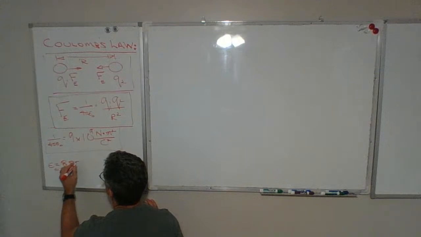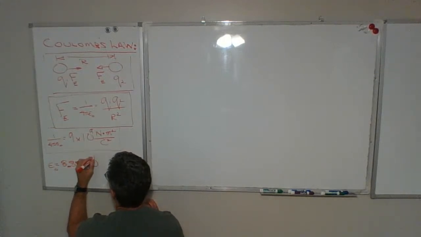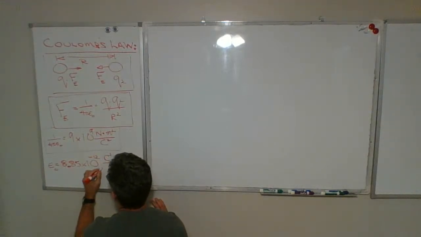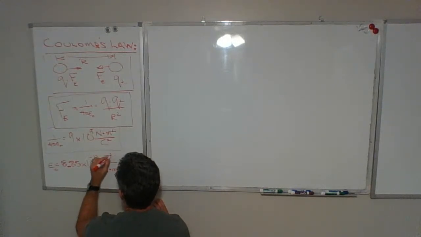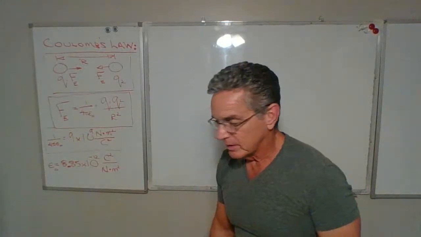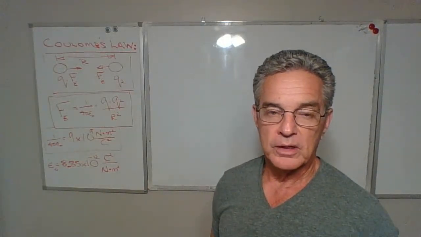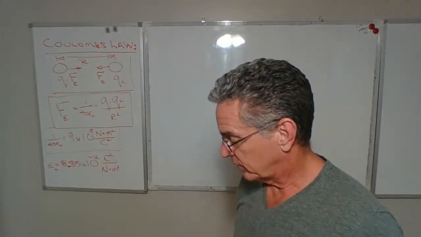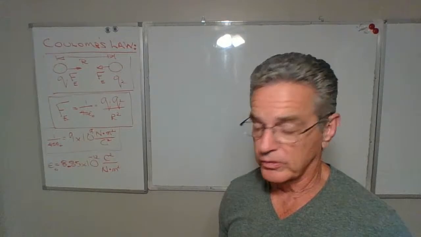And it's equal to 8.85 times 10 to the negative 12 coulombs squared per newton meter squared. This is one of those physical quantities that is not derived, it was measured, and it describes the size of the force between charges.